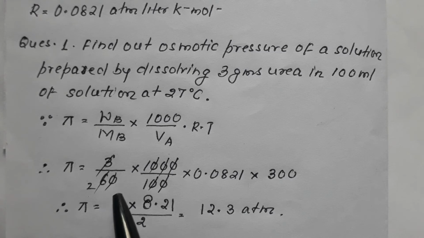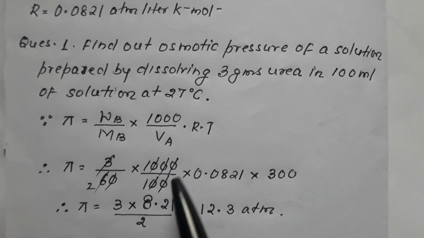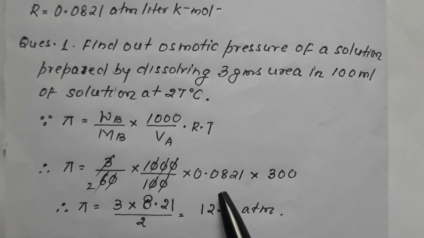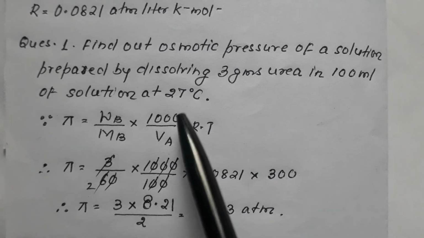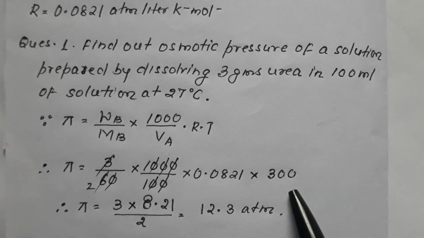Now the molecular weight of urea, as we know, the molecular formula is NH2, C double bond O, NH2. Therefore, the molecular weight of urea is 60. The weight of urea taken is 3. The molecular weight of urea is 60, into 1000, which is part of the formula, upon 100, the volume of the solution, into the value of R, which is 0.0821, into temperature.